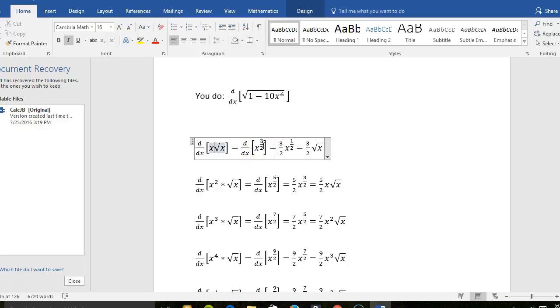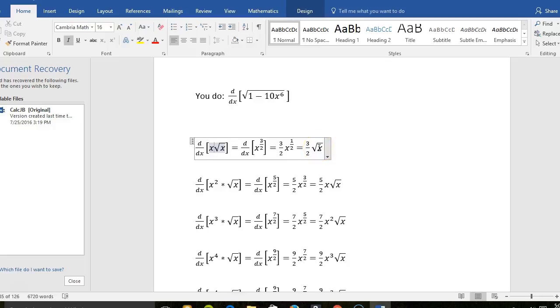Now guys, we execute the derivative, which means we bring the 3 halves down, and we subtract 1 off the original 3 halves up here and get 1 half. So we have 3 halves coefficient times x to the power of 1 half. Of course, 1 half is my exponent, and 3 halves is my coefficient. Now, a lot of times your professor, he or she, will want this in radical form, so we write this as 3 halves times the square root of x, like that, okay?